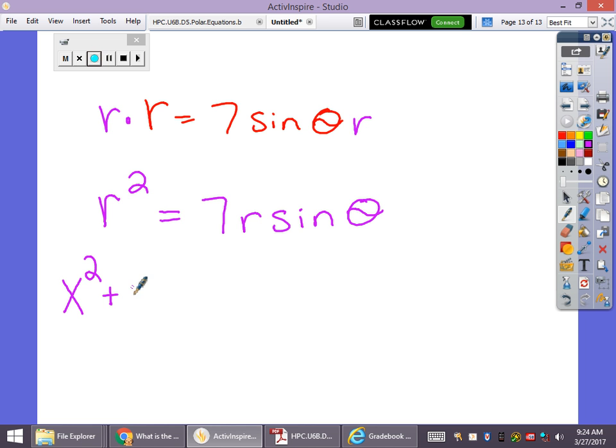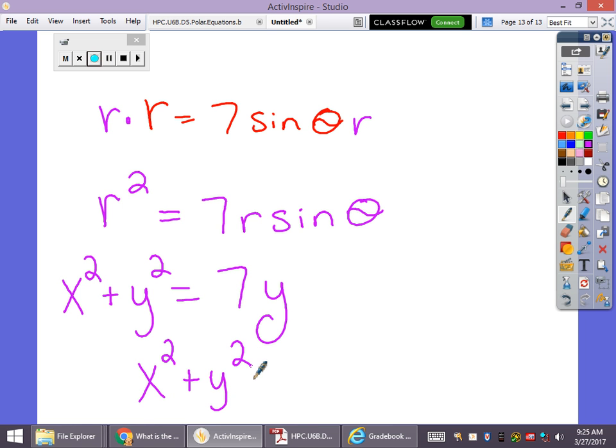x squared plus y squared equals 7y. So x squared plus y squared minus 7y equals 0. Give me a second. Okay, so let's pause there. Let everyone get caught up.